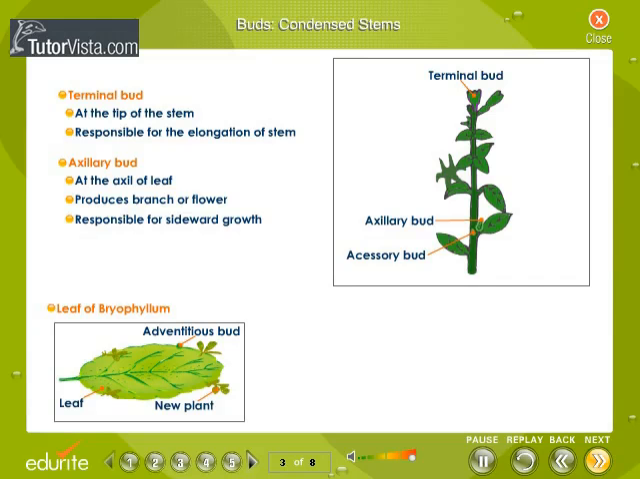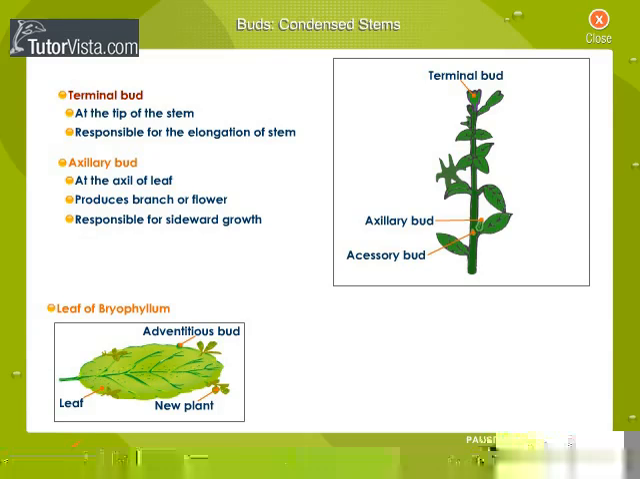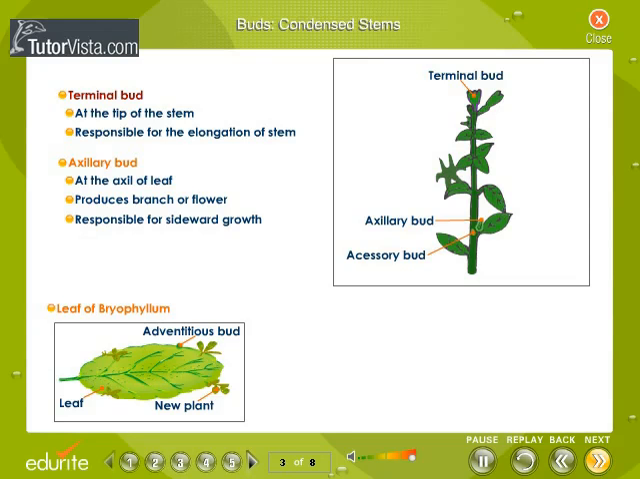Buds, condensed stems. Observe the portion of the stem which shows the types of buds. Terminal buds. Terminal buds are at the tip of the stem. They are responsible for the elongation of stem.